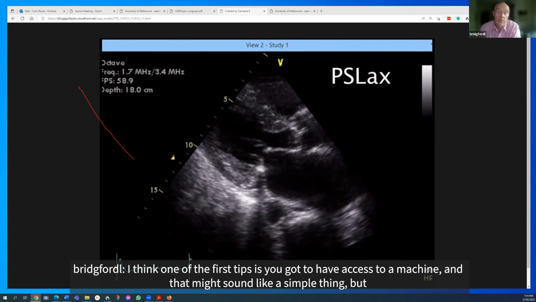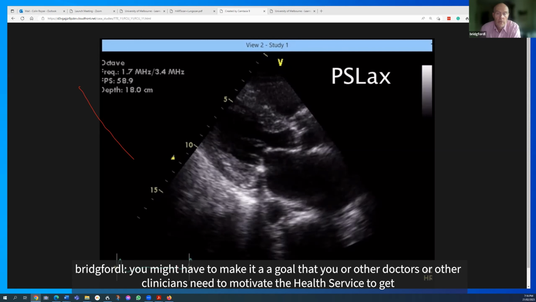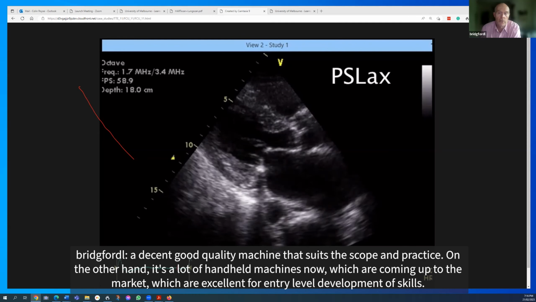I think one of the first tips is you've got to have access to a machine, and that might sound like a simple thing, but you might have to make it a goal that you or other doctors or other clinicians need to motivate the health service to get a decent, good quality machine that suits your scope of practice. On the other hand, there's a lot of handheld machines now which are coming onto the market, which are excellent for entry-level development of skills.